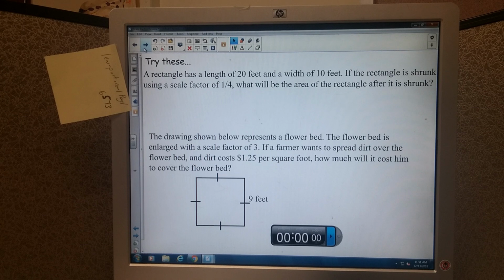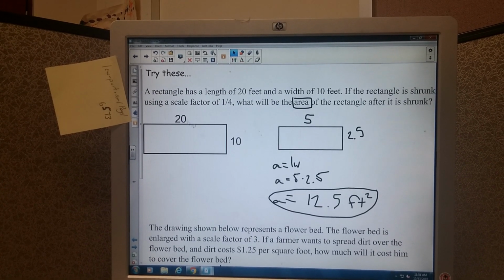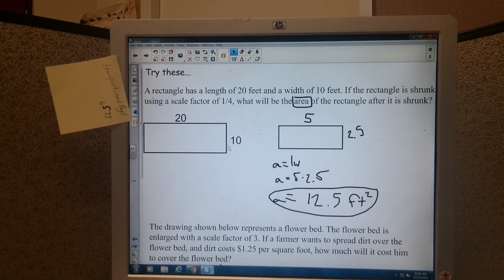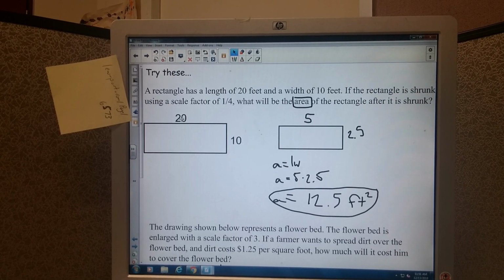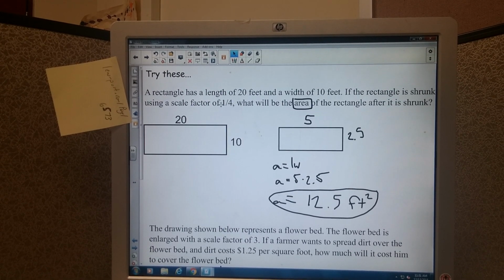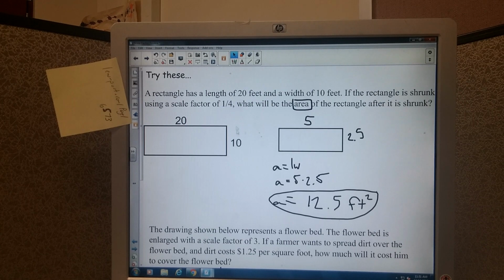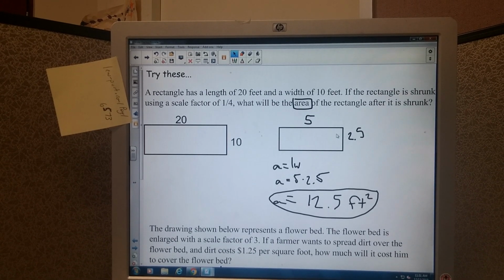Okay, the first one. Your work should look something like this. Here is the original rectangle. It has a length of 20 and a width of 10. The rectangle is shrunk using a scale factor of 1/4, so I know my sides have to get smaller. 20 times 1/4 is 5. 10 times 1/4 is 2.5. You always multiply the scale factors.